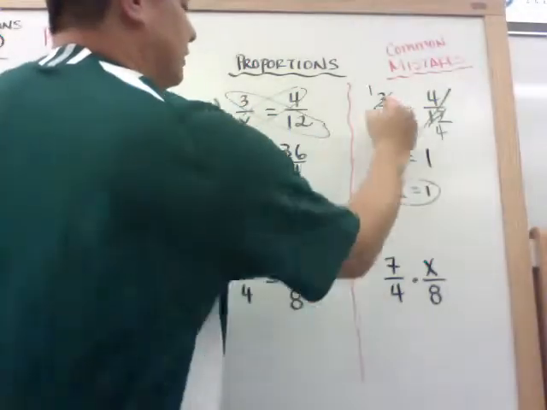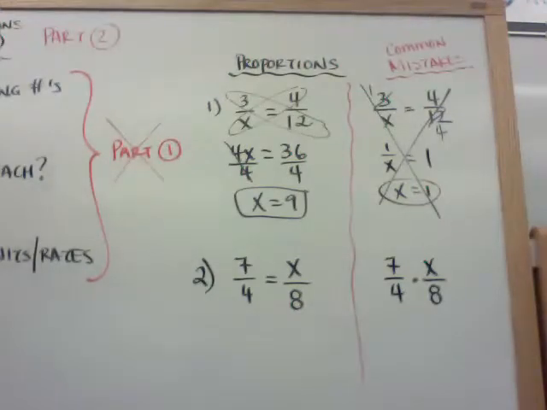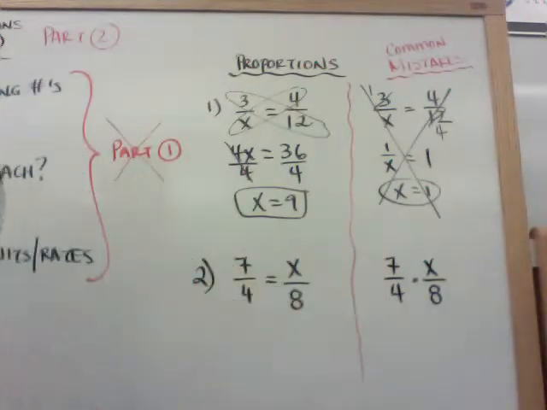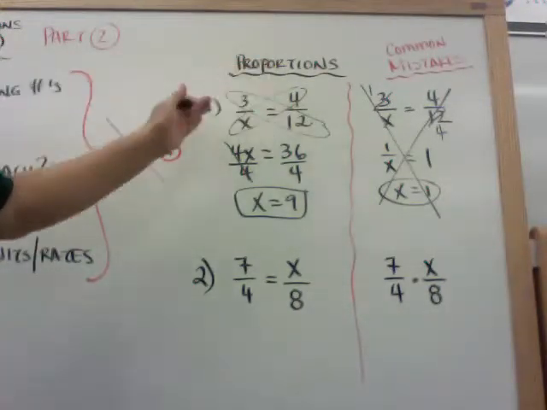Okay, so common mistake, you cannot cross-cancel down when you're cross-multiplying. Okay, only if you have a fraction times a fraction like this, then you could cross-cancel if possible. But when you have a proportion with the equal sign inside of it, you cannot cross-cancel down. Okay, you just got to cross-multiply.